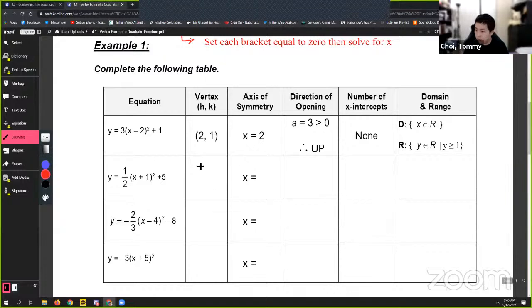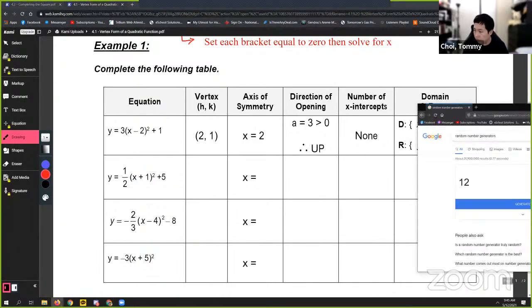Josu, what's the first one here? Josu, you there? Okay, Josu's not there. We'll find someone else.